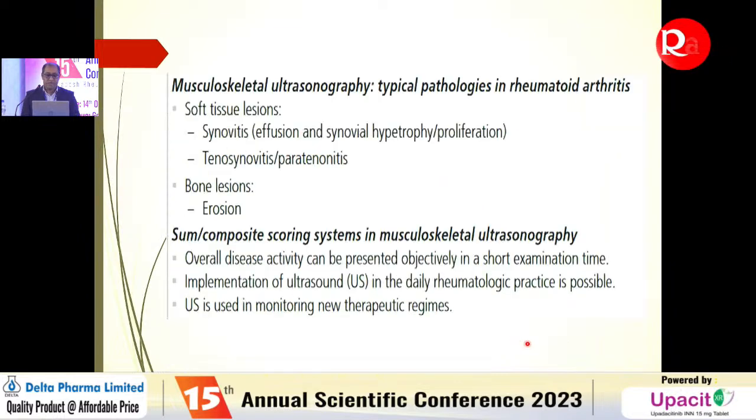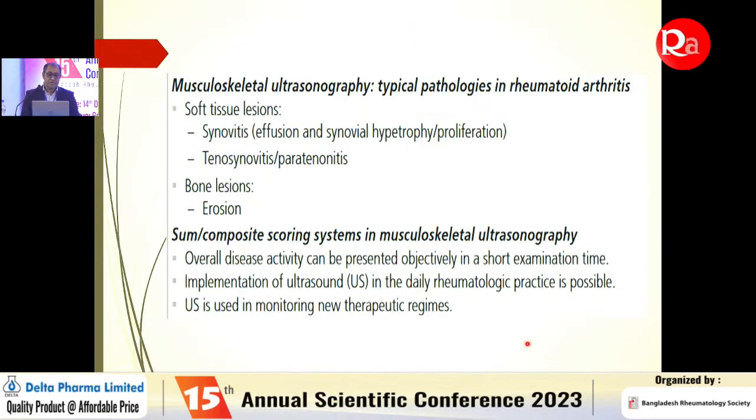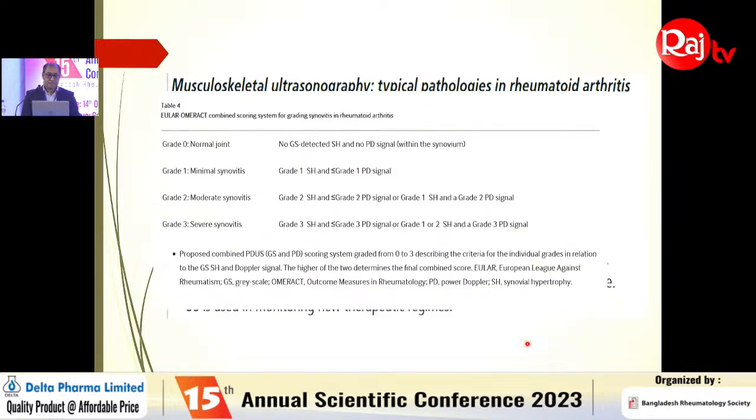Along with this, by ultrasonography, by seeing these features, we can diagnose this is a case of rheumatoid arthritis, like synovitis, tenosynovitis, and bone erosion.